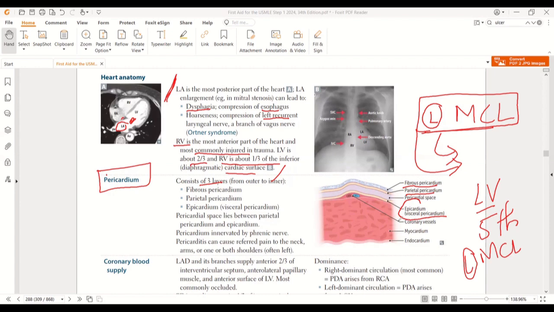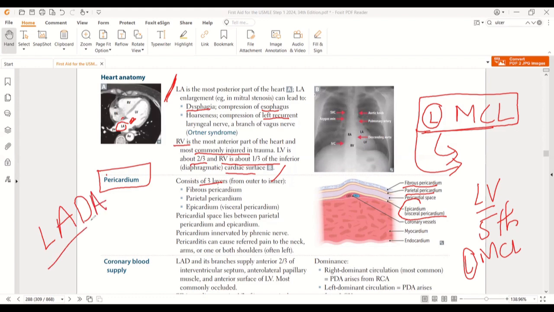Okay. So which artery is most commonly occluded in MI? No, LAD. LAD, yes, left anterior descending.